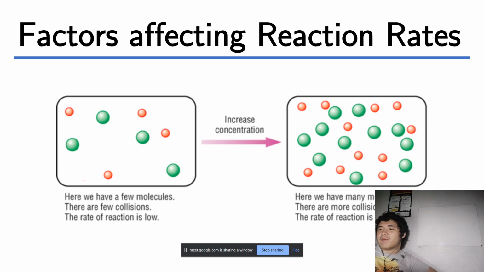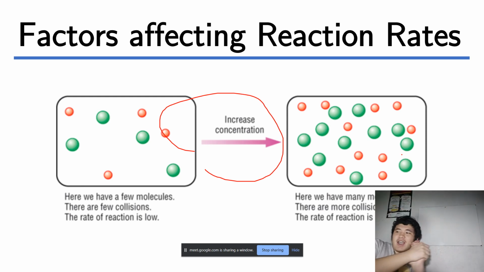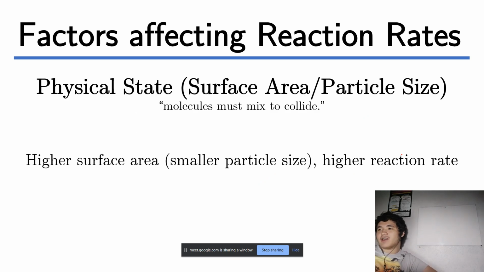Example, ito, konti lang yung concentration natin of each. So yung rate of reaction nila mabagal syempre. Pero kapag in-increase mo, ayan, dadami, so mas magbabangga-bangga sila and therefore mas magre-react yung ating mga chemicals. So yan. Next is physical state.